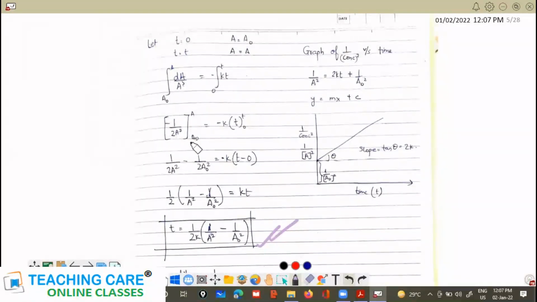Here it is. From here you get this. The graph of 1 by concentration square versus time is this. So 1 by A square is equal to 2kt plus 1 by A naught square. From this equation, the y axis will be 1 by A to the power 2, the slope will be 2k, and this will be 1 by A naught square. So from here you get tan theta is equal to 2k. That is how you will calculate the whole thing when your graph is given.